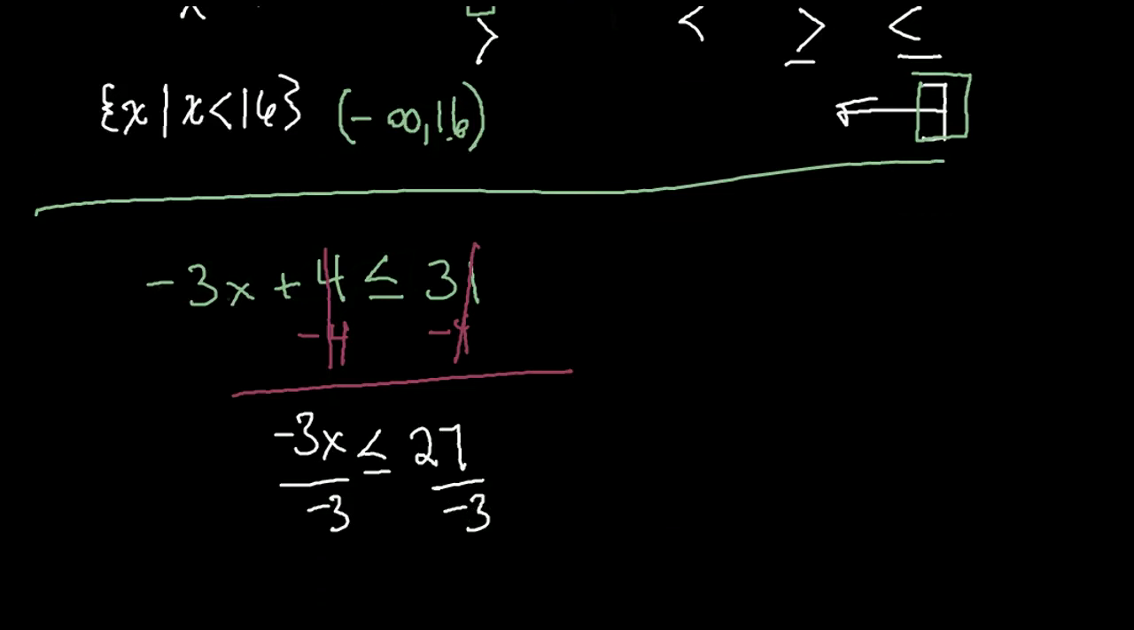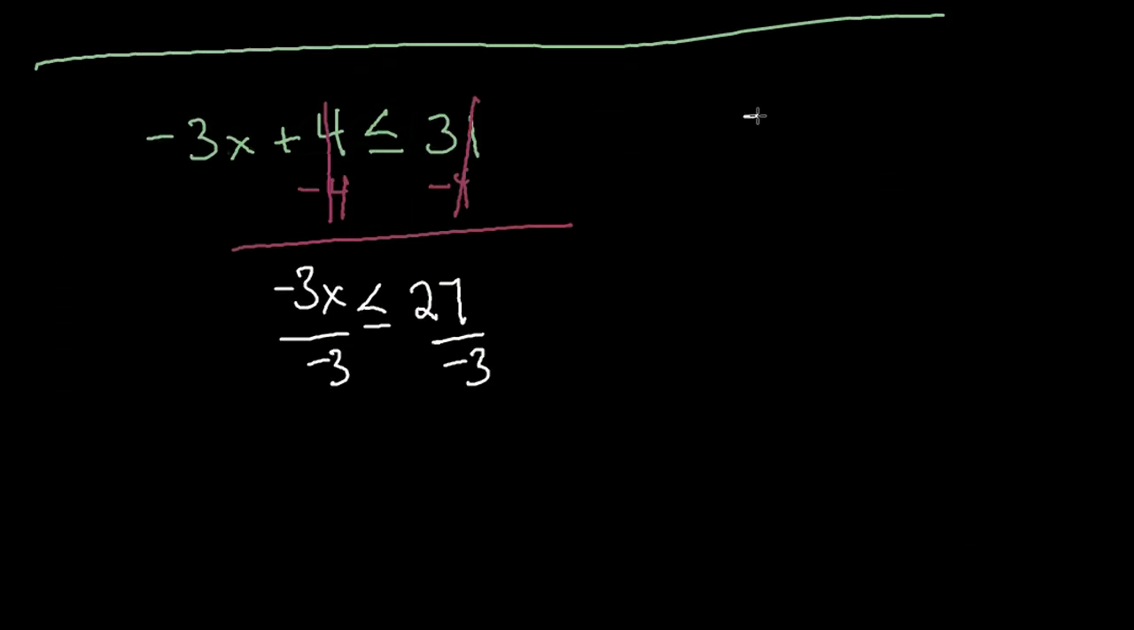Since negative 3 is less than 0, one thing that we have to do is take our inequality sign and reverse it. So now it doesn't say less than. We will say a positive number, because a negative divided by a negative gives you a positive. So now x is greater than or equal to negative 9.